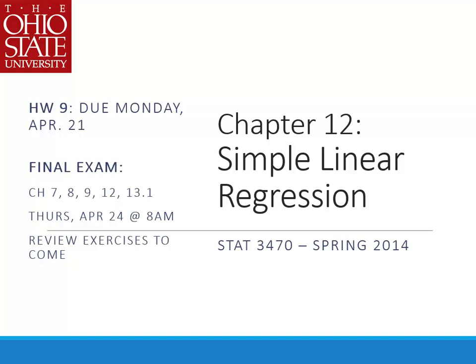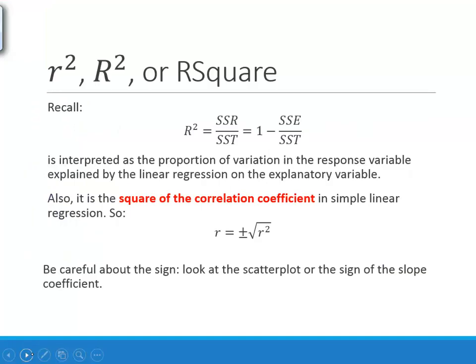Okay, well, we're going to pick up getting towards the end of the Chapter 12 notes here. Before we dive into some new material, I wanted to clarify something. I don't think I said this on Monday. One of the diagnostic tools we have here in simple linear regression is r squared, which you might see as lowercase r to the second power, capital R squared, or you might just see it written out as RSquare in the JMP output. And we talked about where that came from.